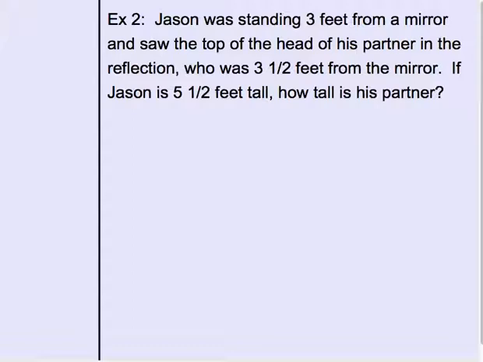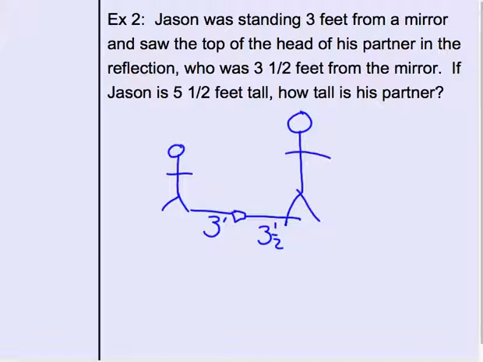This one is setting up a word problem. So we've got Jason standing 3 feet from a mirror. So here's Jason, he is 3 feet away from the mirror. And he saw the top of the head of his partner in the reflection, who was 3.5 feet away from the mirror. So here's his partner. If Jason is 5.5 feet tall, how tall is his partner?